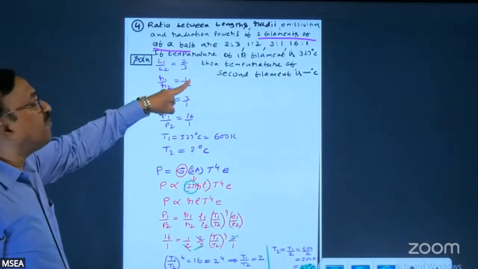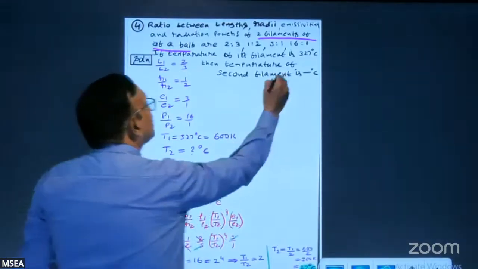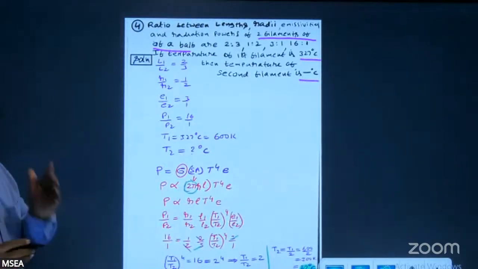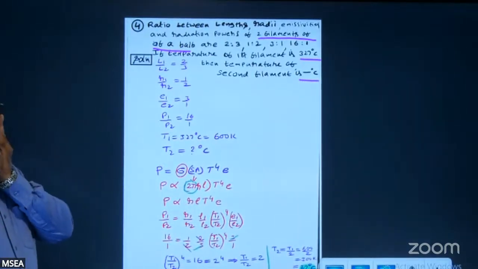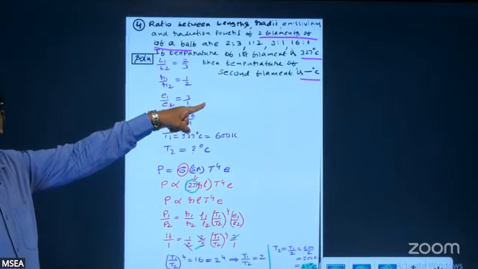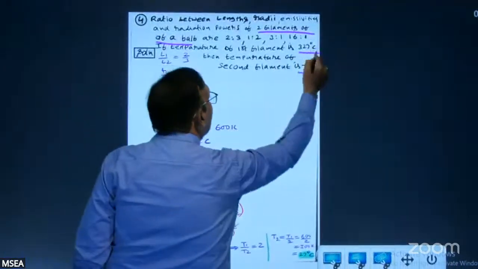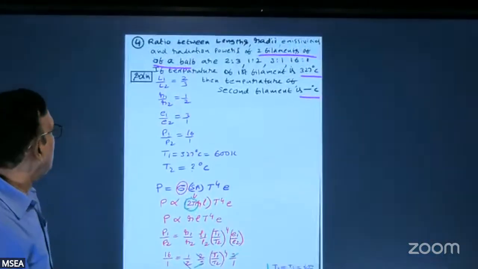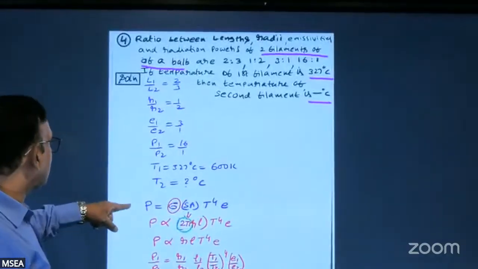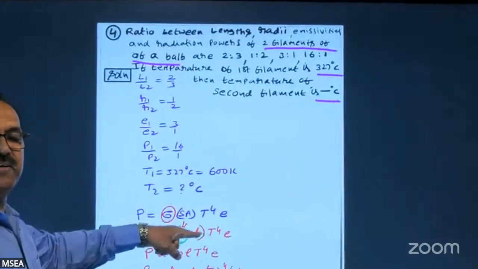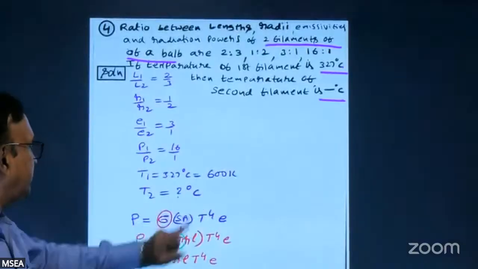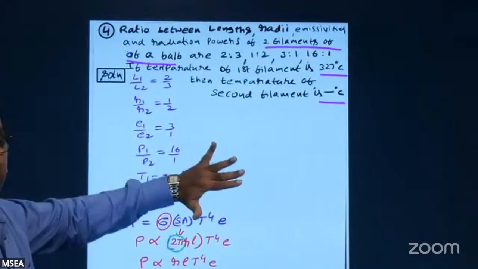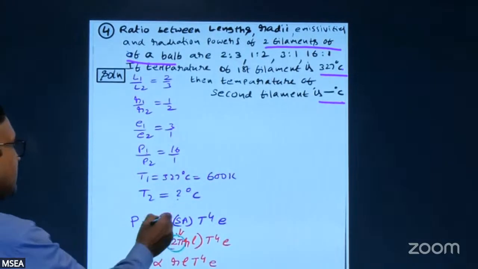And the temperature of the first filament is given as 327 degrees centigrade. I want the temperature of the second filament. In the exam hall, you have to correctly catch: is he asking the answer in terms of centigrade or Kelvin? Yes, he has given in centigrade, asking the answer again in centigrade, but a little bit of care needs to be taken. Just now as we have seen, the radiation power is nothing but sigma into surface area into temperature to the power of 4 into emissivity. Whenever you are comparing two things, here two filaments, ask what are the constant terms. Sigma is a constant.